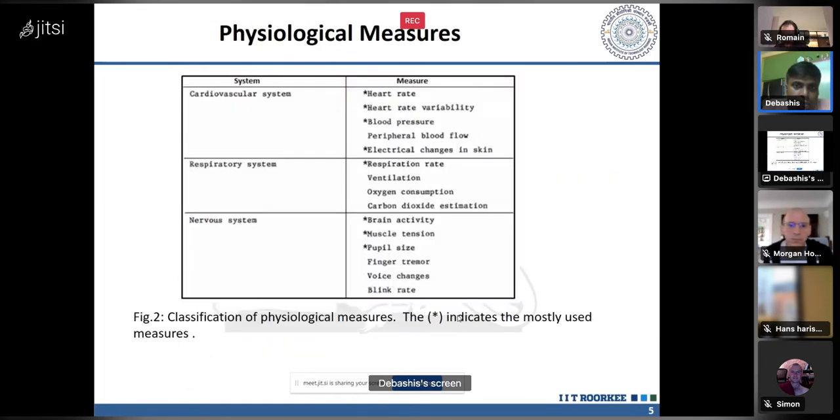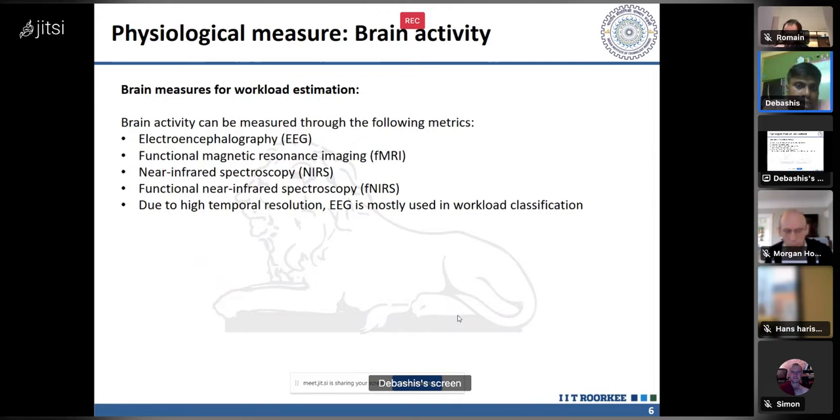Now, the physiological measures. I already said there are cardiovascular measures, respiratory system measures, and nervous system measures, and they are widely used to evaluate participant workload. Among all the physiological measures, the nervous system measure is mostly used, and within it, brain activity is the main important measure. In brain activity, you can find different types of measures like EEG, fMRI, NIRS, fNIRS. But the brain signal has very high temporal resolution.